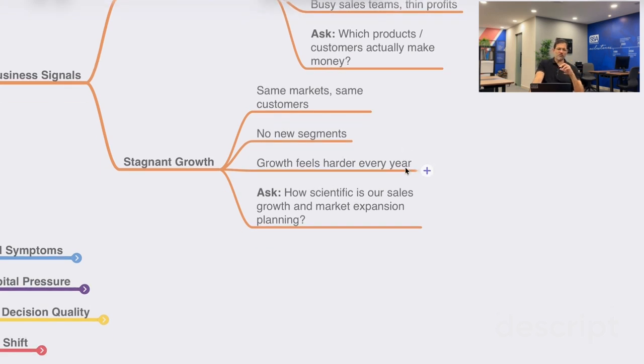So here the question to ask is, how scientific is our sales growth and market expansion planning? Do we have the courage to look beyond the familiar, beyond the known? Are we able to plot what the growth avenues are in terms of the total addressable market or the share of the market that we can capture? Who are the other players? Can we look at adjacencies? If we haven't looked at these, we may be losing out on our potential to grow at a faster pace than what we deserve.